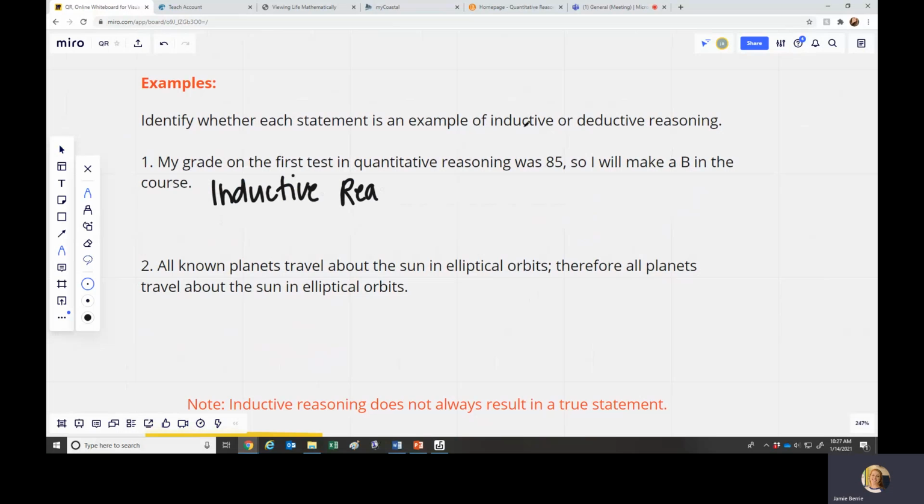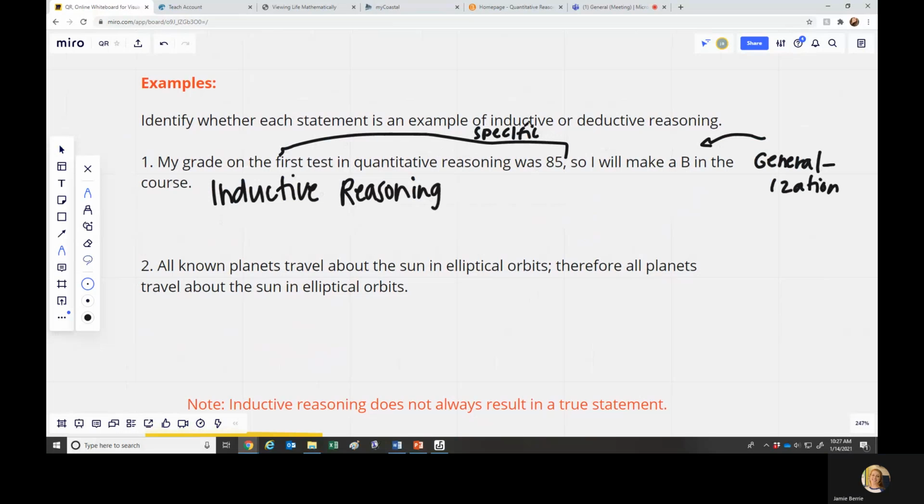It starts with a specific example. So this is specific. And then it's making a generalization. So it's starting with a specific example and leading to a generalization. And then let's look at our second example. All known planets travel about the sun in elliptical orbits. Therefore, all planets travel around the sun in elliptical orbits.